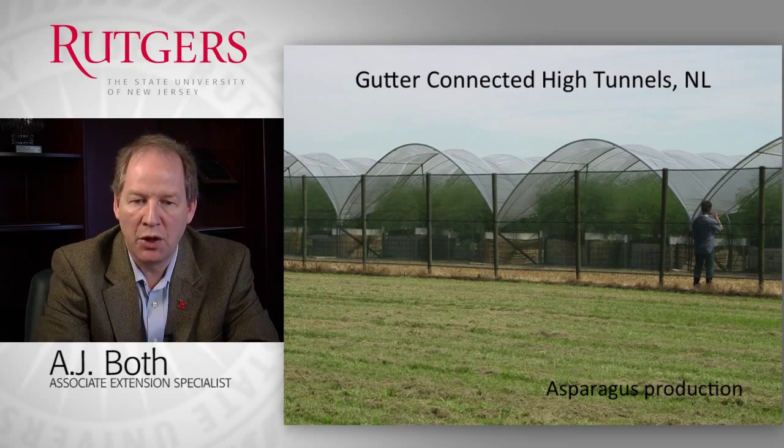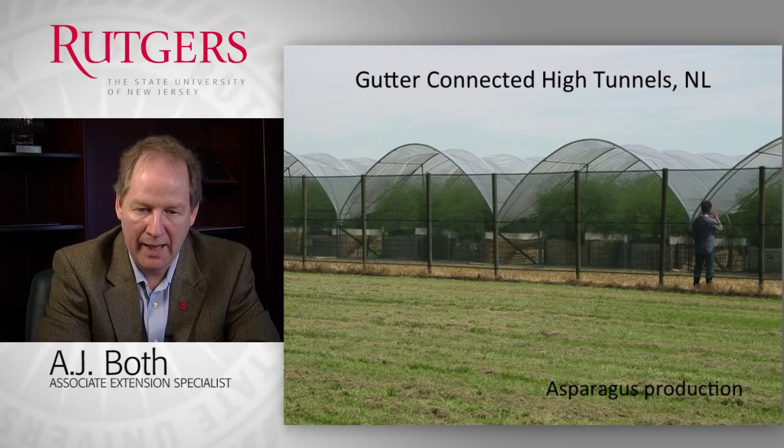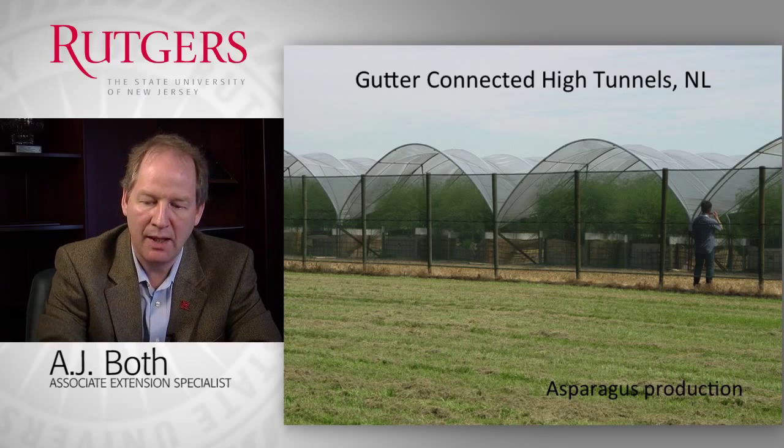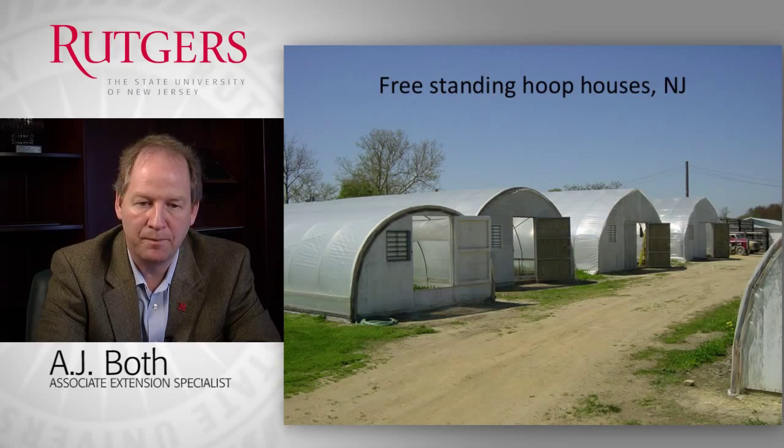We can also use gutter-connected versions of these high tunnels. Here you see an example of gutter-connected tunnels used for asparagus production in the Netherlands. And we can use them for a variety of crops, but of course we are trying to reduce the amount of structure and the amount of surface area needed to cover our growing area. By using gutter-connected systems, we reduce the surface area, and it makes it cheaper and also easier to maintain conditions underneath.